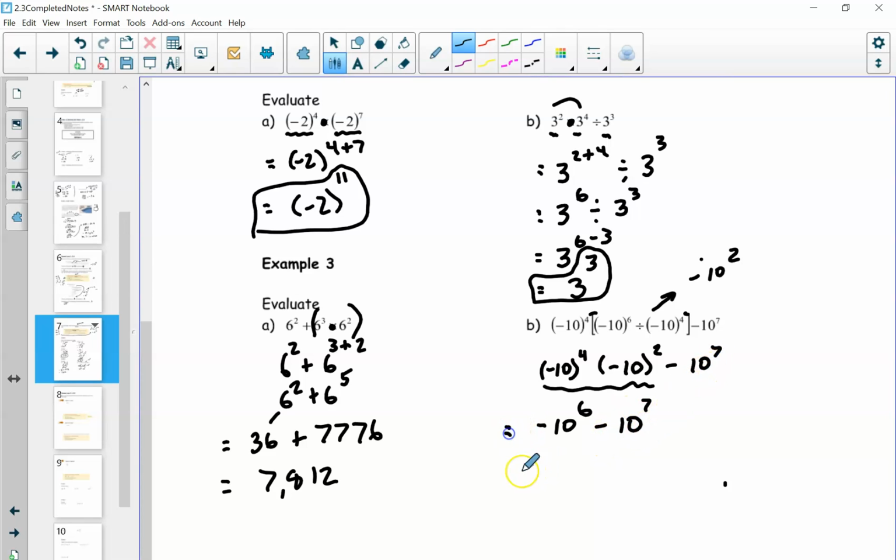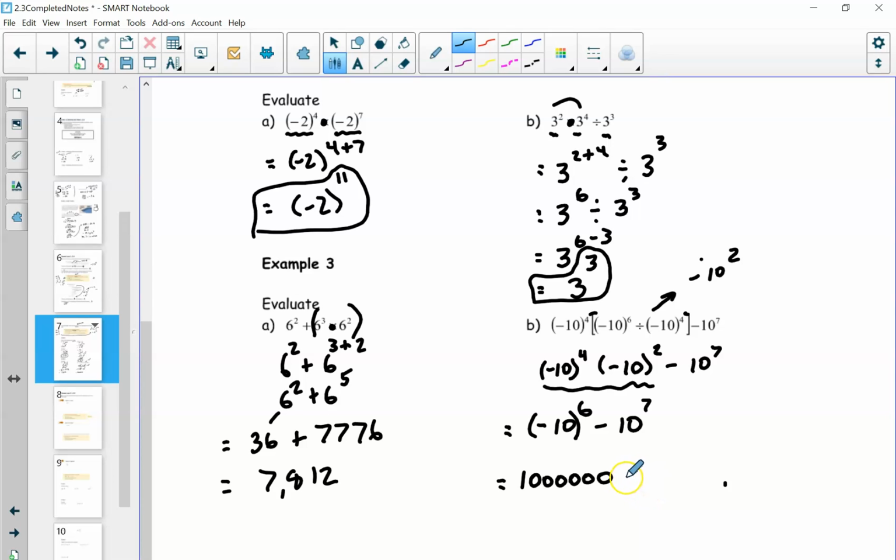So now we've actually got to take this to our calculator. Sorry, this one should be in brackets still, because these negative 10s were in brackets and this one wasn't. So this is negative 10 to the power of 6. Because it's an even number, it's going to be a positive, okay? So 10 to the power of 6, remember when we're working with 10s, it's super easy, right? So it's just 1 with 6 zeros. 1, 2, 3, 4, 5, 6.